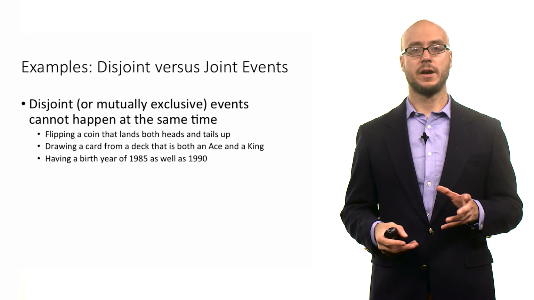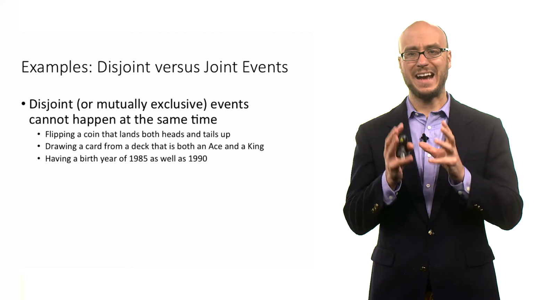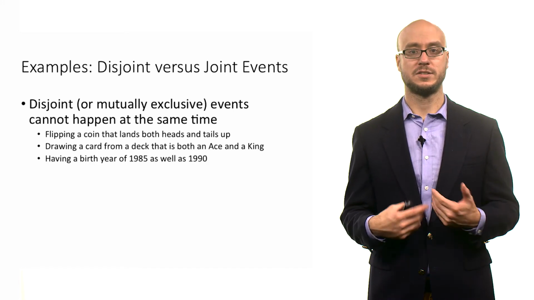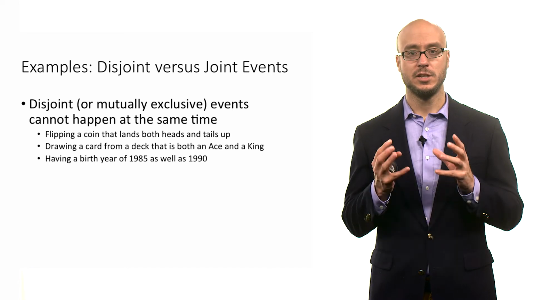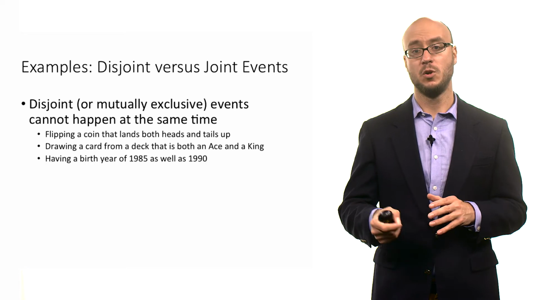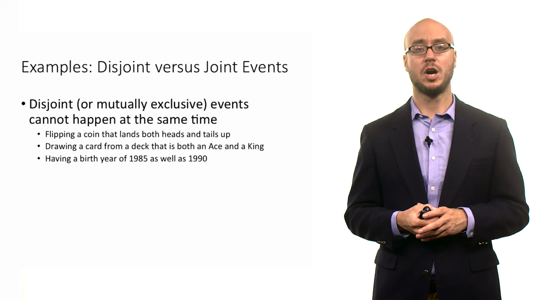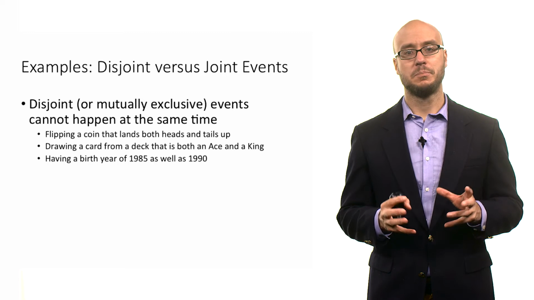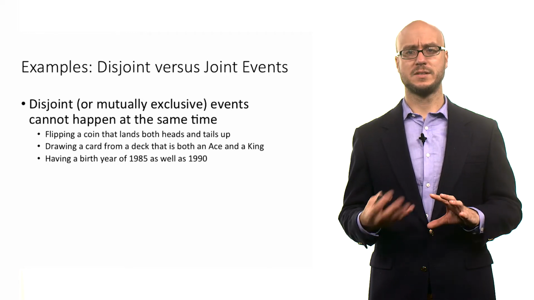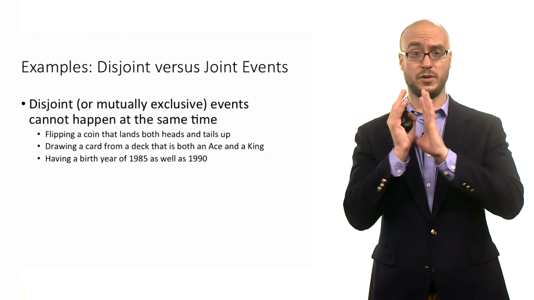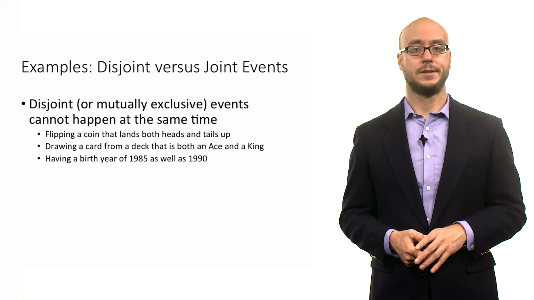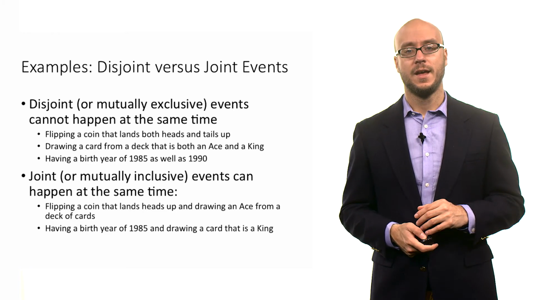Another example is drawing a card from a deck and having that card be both an ace and a king. That's impossible. In a standard deck of cards, you can't have these two events occurring at the same time when you draw one random card. Another example of a disjoint or mutually exclusive event is having a birth year of 1985 as well as 1990. You just have that one birth year. You can't be born in 2 years unless you're a time traveler.